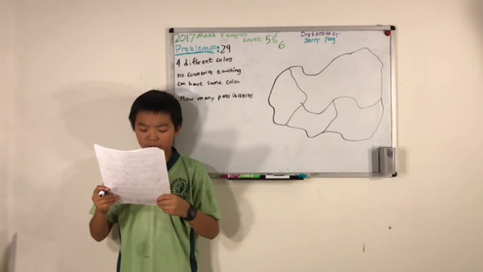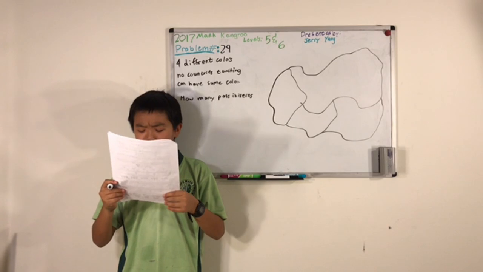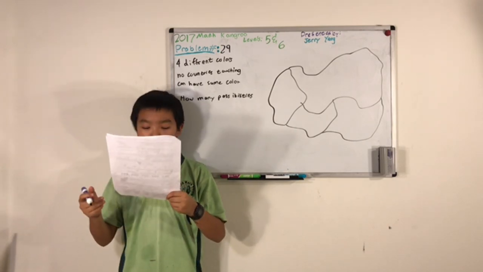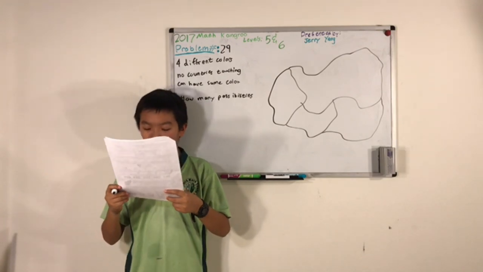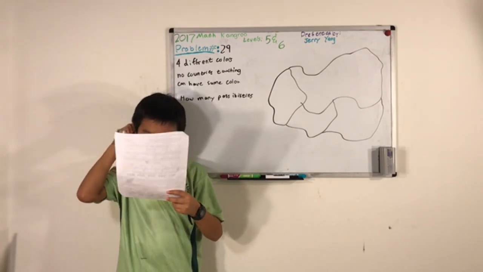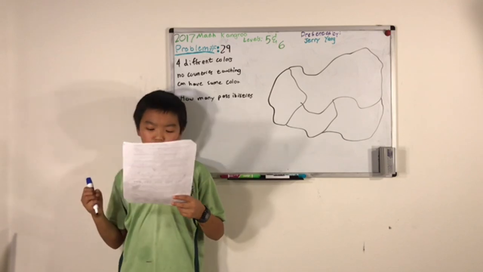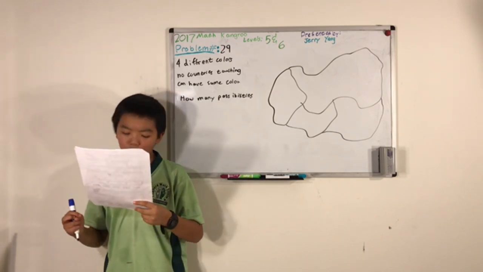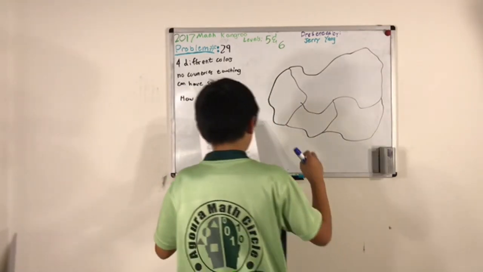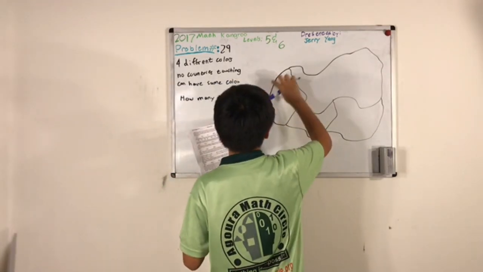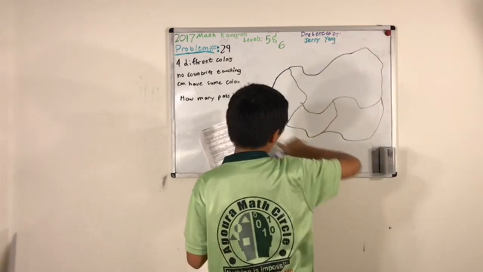Problem 29. Julia has 4 different colored pencils and wants to use some or all of them to color the map of an island divided into 4 countries, as shown in the picture. If 2 countries that have a common border cannot have the same color, how many ways can she color the map of the island? Well, we're going to start in this direction, and we're going to move our way this way.